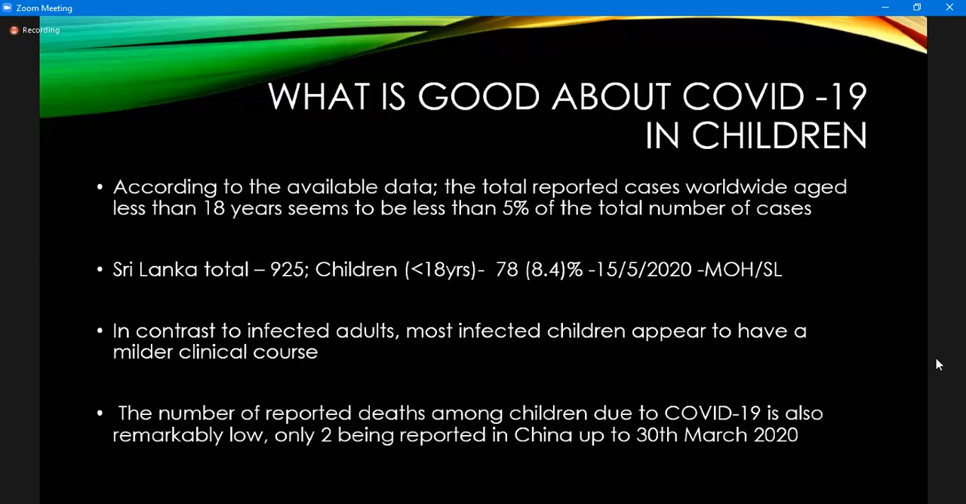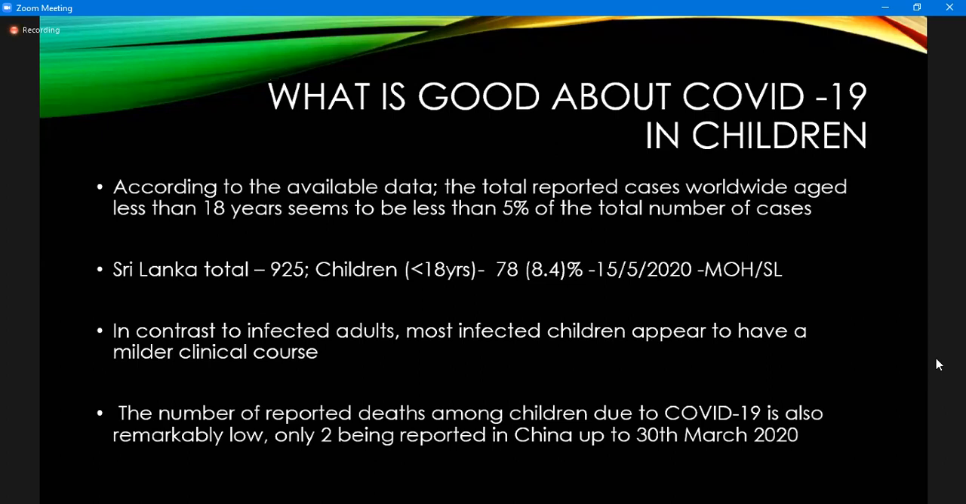What is good about COVID-19 in children? Everybody says that children are having less severe infection. So these are hypothetical things and some of the data from the world. According to the available data, the total reported cases worldwide aged less than 18 years seem to be less than 5% of the total number of cases. So we have a lesser percentage in our population compared to all the cases.